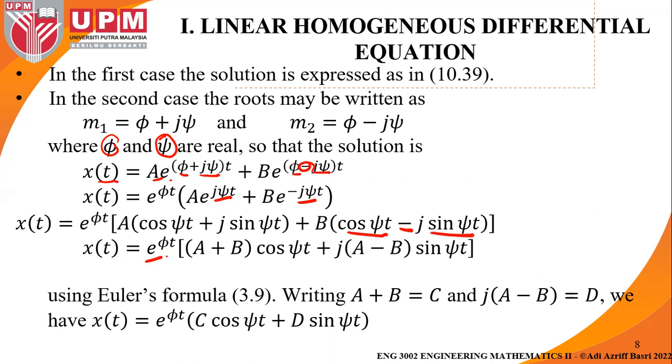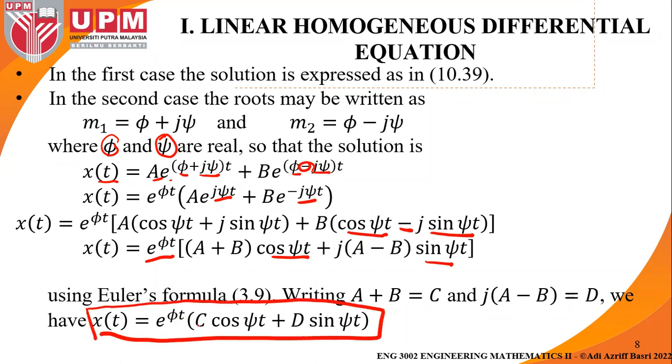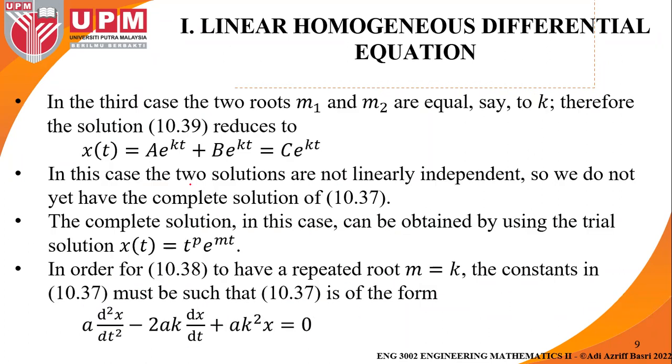What remains is exponent psi t times (A plus B) cos, and j (A minus B) sine. Using the Euler formula, it can be written that A plus B equals C, and j(A minus B) equals D. So this can be simplified to x(t) equals exponent psi t times (C cos plus D sine). Okay.